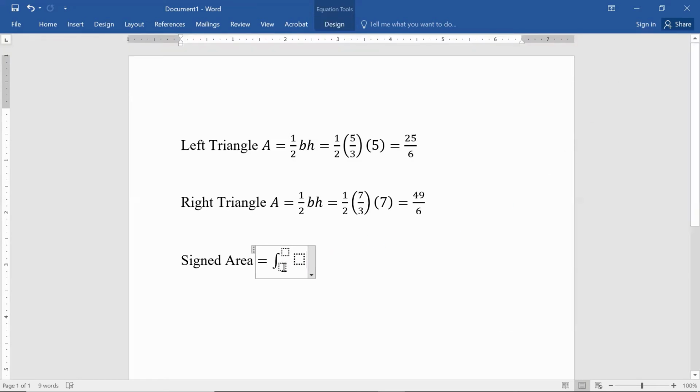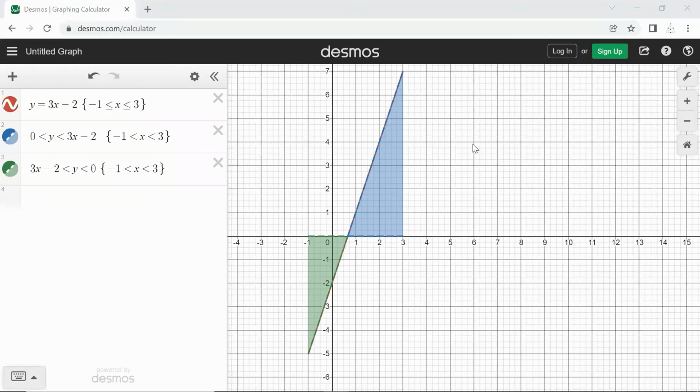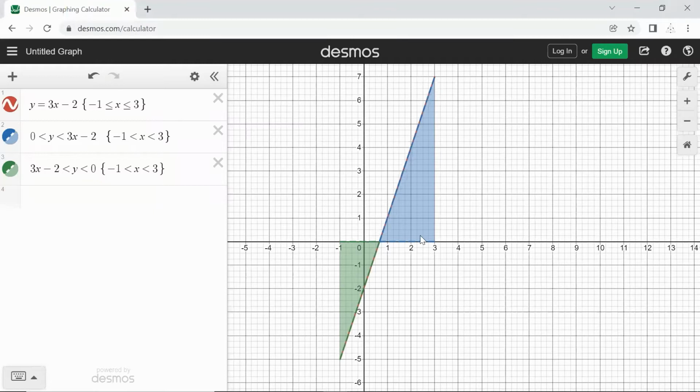There we go. The integral from -1 to 3 of 3x minus 2 with respect to x. That would have been, well, let's go back and look at the picture. The picture shows that the right triangle was positive signed area and the left triangle was a negative signed area.